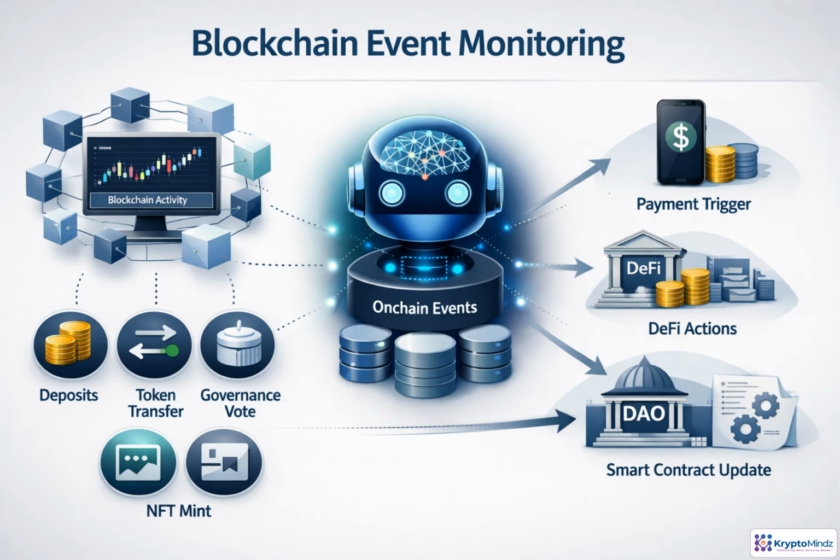Blockchains constantly emit signals: deposits, transfers, votes, mints, and contract changes. Event monitoring lets an AI agent listen in real time, identify what matters, and trigger useful actions across payments, DeFi, DAOs, and apps.